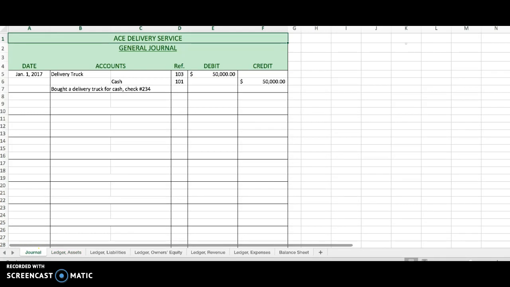Let's look now at how this delivery truck asset account would be handled. One simple method of depreciation is called straight line depreciation. There are a number of different kinds, but this is the simplest and the one that we'll be using. Let's say that the value of that truck has a useful life of 10 years, and there are ways of figuring this out.